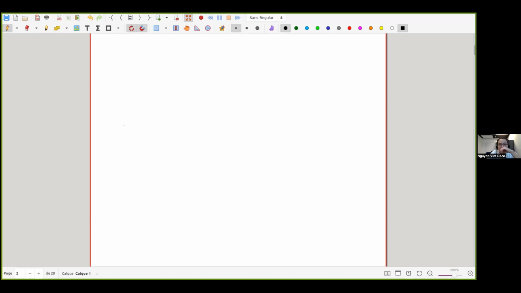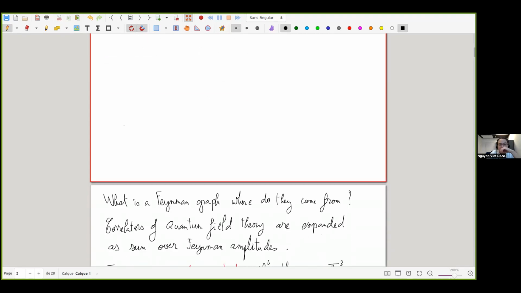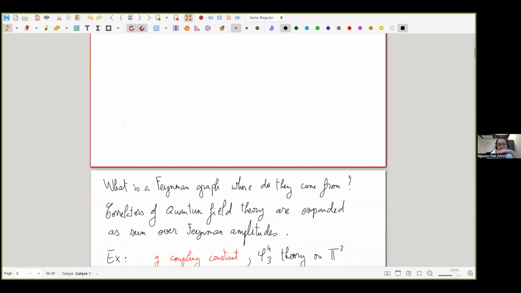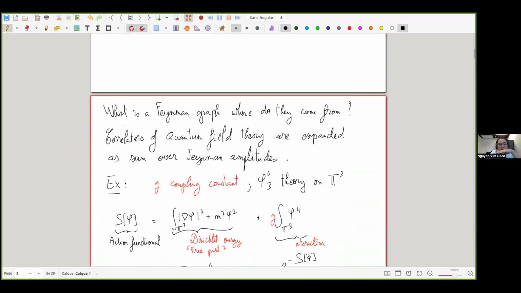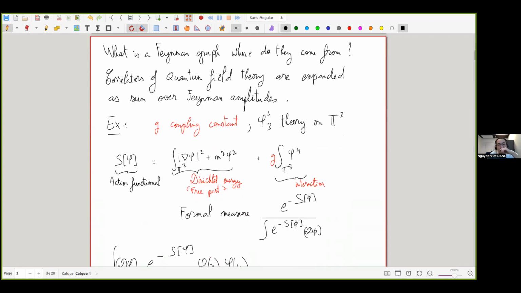Okay, so let me start very smoothly. I am going to give you a glimpse of what is a Feynman graph and where it could come from. So in one sentence, correlators of quantum field theory in the perturbative regime can always be expanded as sums over Feynman amplitudes.